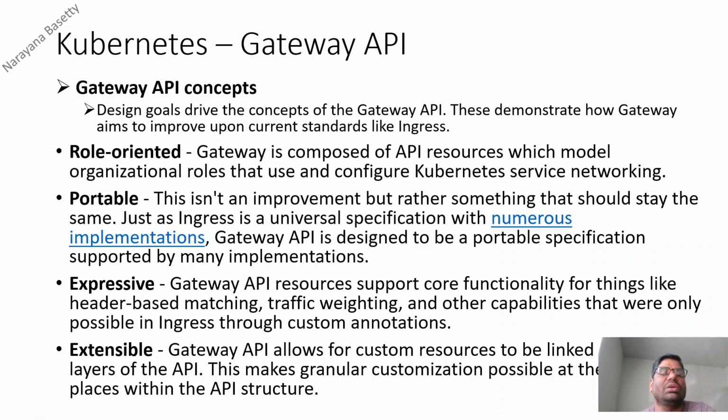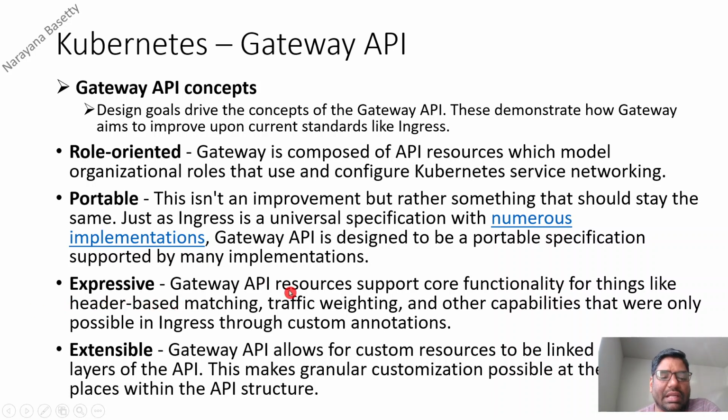Now we don't want everyone building their own ways. We wanted a single standard process for all this defining. That is called CRD, custom resource definitions. Gateway API is designed to be a portable specification supported by many implementations. So what are the things required? As part of the requirement, they collect it and integrate. Everyone will start using that standard.